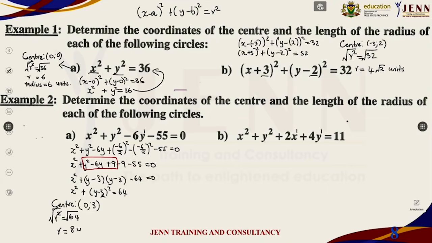That will be 8. 8 what? 8 units. Now we have found the coordinates of the center, and we have also found the radius, the length of the radius.